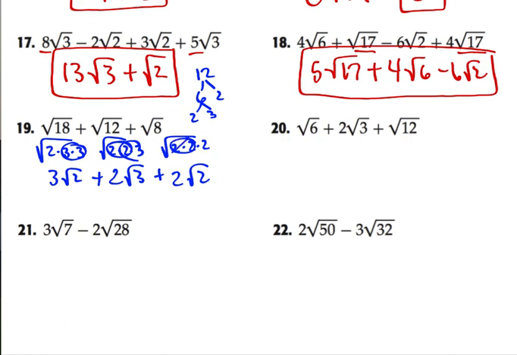And the square roots of 2 can add. 3 square roots of 2 plus 2 square roots of 2 is 5 square roots of 2, and then plus 2 square roots of 3, and that is all simplified down.